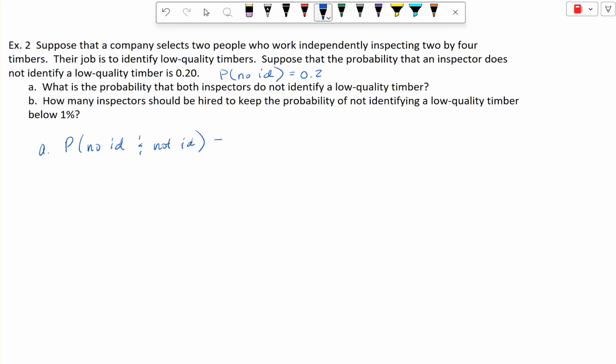Remember, when we say the word and in our probability, we're implying multiplication for a rule. So this says that there is a 0.2 probability for the first person not identifying, and then 0.2 for the second person not identifying. Multiply those two numbers together on your calculator and you end up with 0.04 or 4%. There's a 4% chance that both inspectors will not identify or miss low-quality timber.